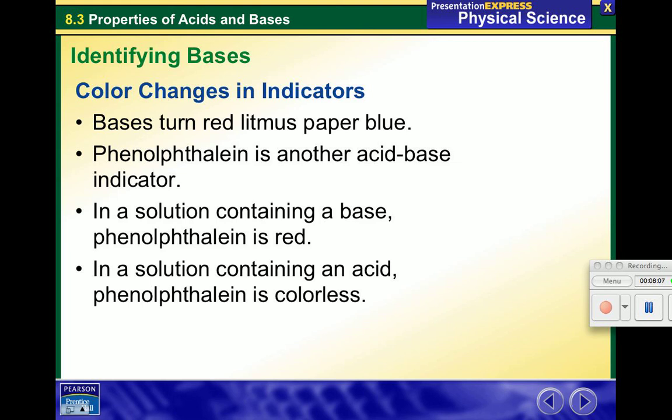So another indicator is phenolphthalein, and it's a clear chemical, and if I place phenolphthalein in an acid it remains clear, but if I place it in a base it turns a real bright purplish pink like a magenta. Okay, so there are some indicators that change color in the presence of a base.